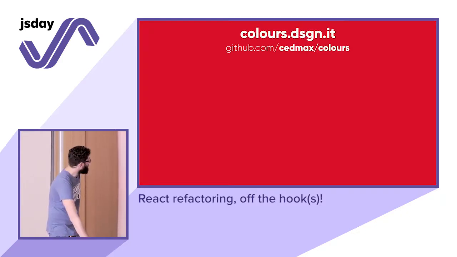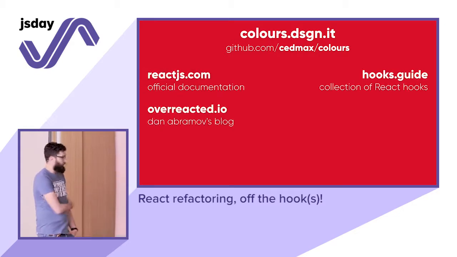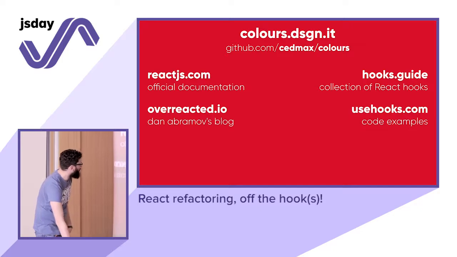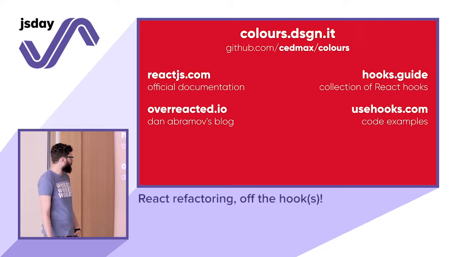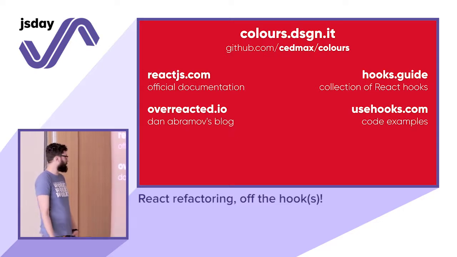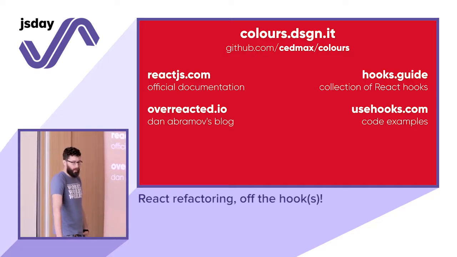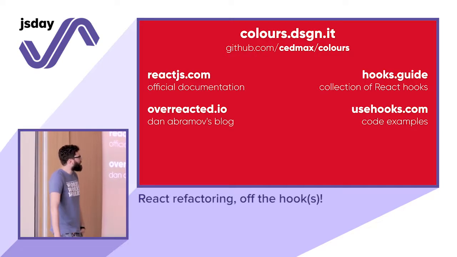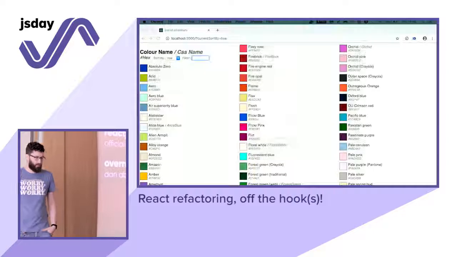So this is the website I've talked about. Colors is on GitHub. There is a branch called Refactoring Talk, in which there are all the versions of things that I've done today. These are some resources. The React.js official documentation, of course. Dan Abramov's blog, if you want insights, is very good at explaining complex things, so I urge you to have a look at it. The Hooks Guide and usehooks.com are a community-driven selection of hooks and code examples, and you can find a lot to learn to use them.